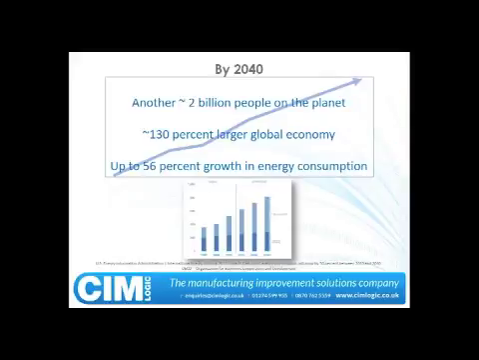So where's it all heading? Well, by 2040, some of the wild predictions out there are that we're going to see population growth. That's pretty well understood, well believed. We believe there's going to be about another 2 billion people on the planet by 2040. We're probably going to see an increase in the global economy as different markets come on board. We're again expecting around a 130% larger global economy by 2040.